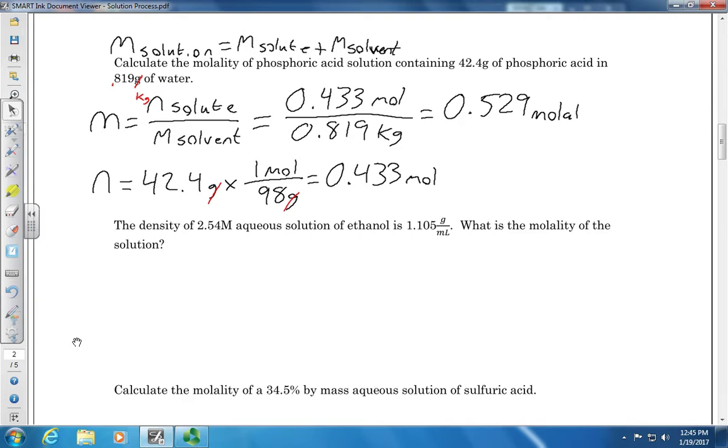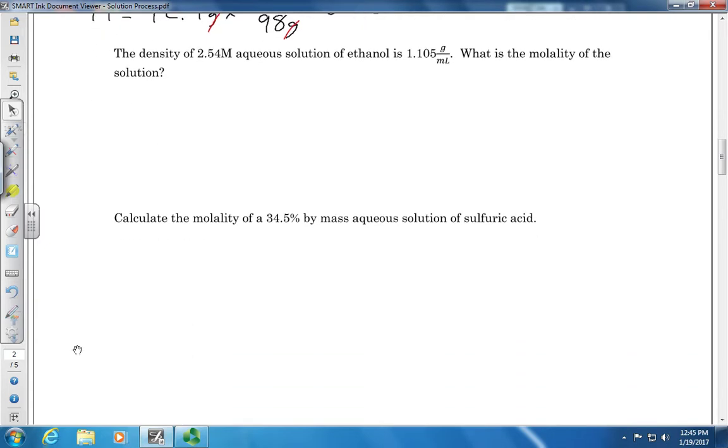Okay, our next one: we're given the density of a 2.54 molar aqueous solution of ethanol is 1.105 grams per milliliter. What is the molality of the solution? So this is a little trickier. What you have to do is think about this in terms of factoring out liters, okay? What is this actually saying? What is molarity actually saying right here?